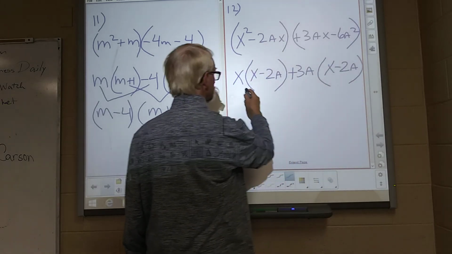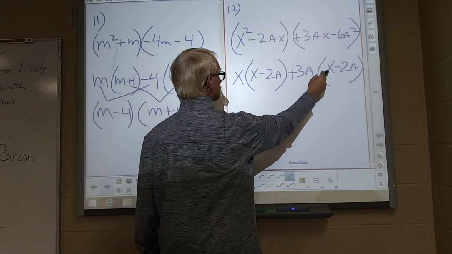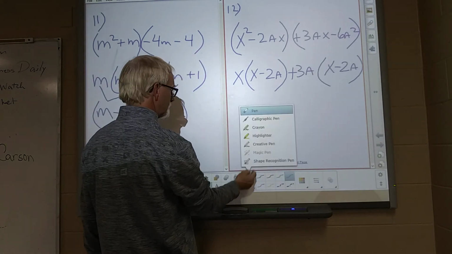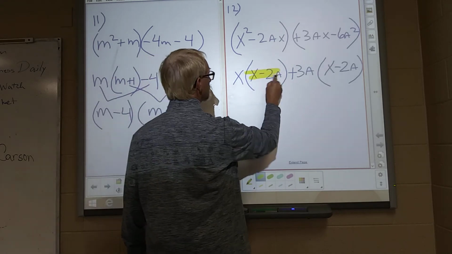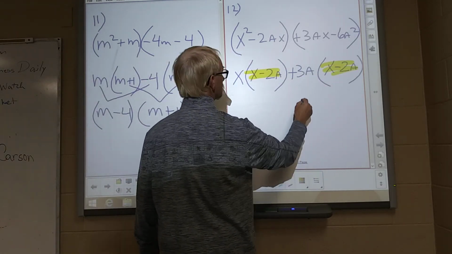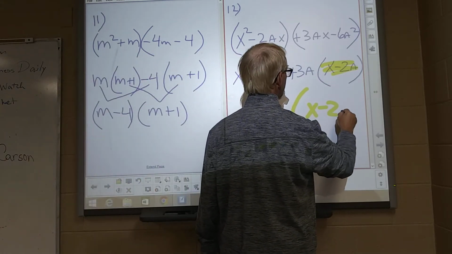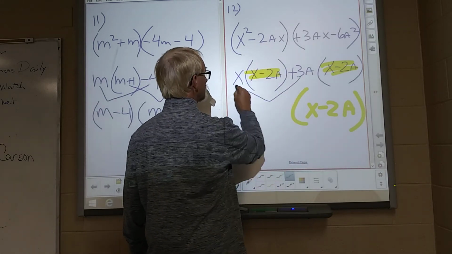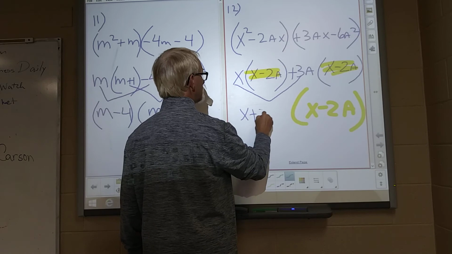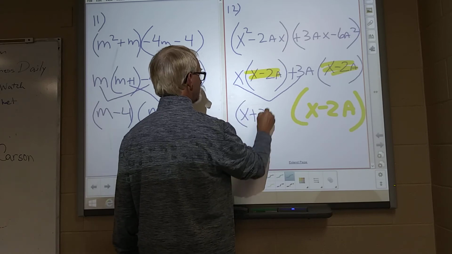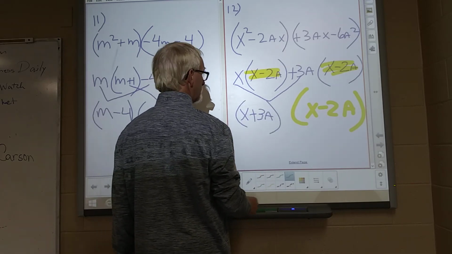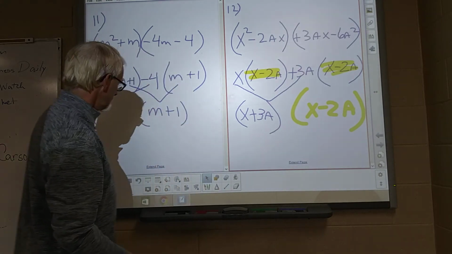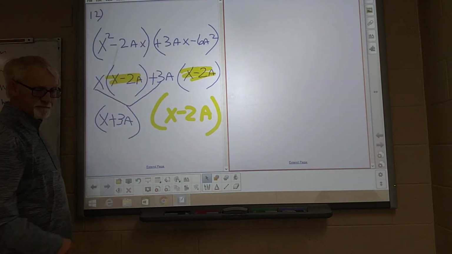So then you got, again, these terms. You can see it. I'll highlight here. These terms are the same. So again, you have x minus 2a is your last term. And then you have x plus 3a is your first term. So I think that's the last one for this lesson.